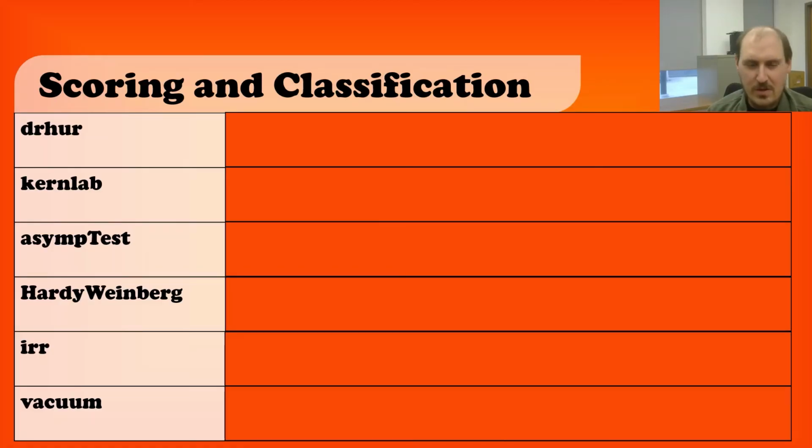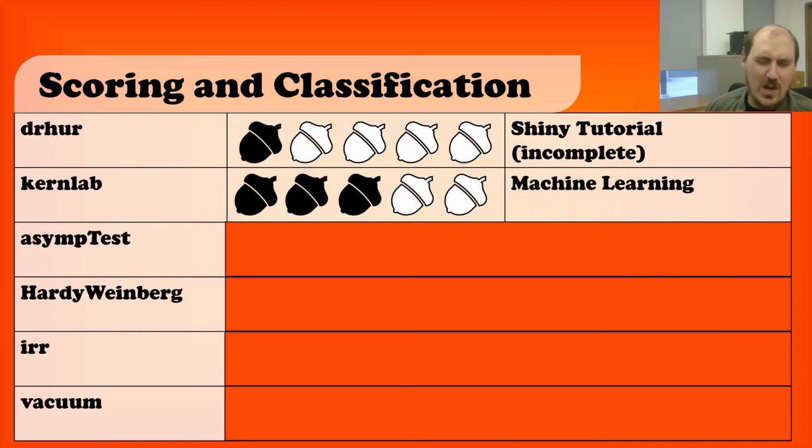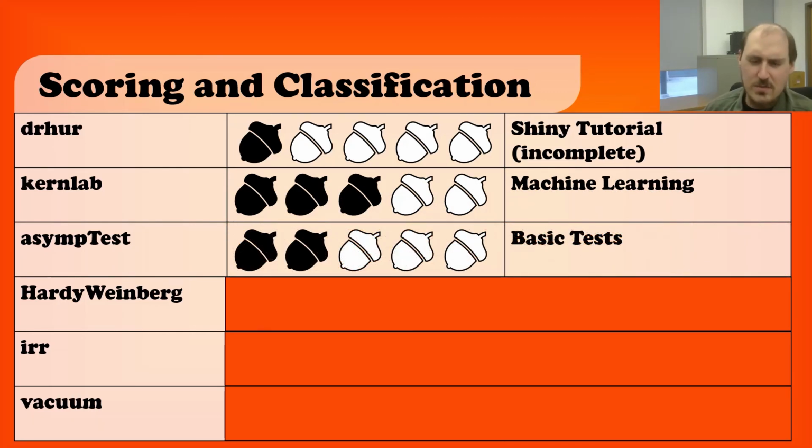The moment you've all been waiting for, scoring and classification. We'll start with Dr. Dhur, and I'm afraid I have to give this a 1. It was pretty much incomplete, and this was a shiny tutorial. Kern Lab, which focuses on machine learning, I give it a solid 3. I don't understand most of it, but it seemed well put together. Asymp Test is 2. It's a basic test. It does them fairly well, but there's not a lot else. It's pretty simple, not a lot you can do with it.